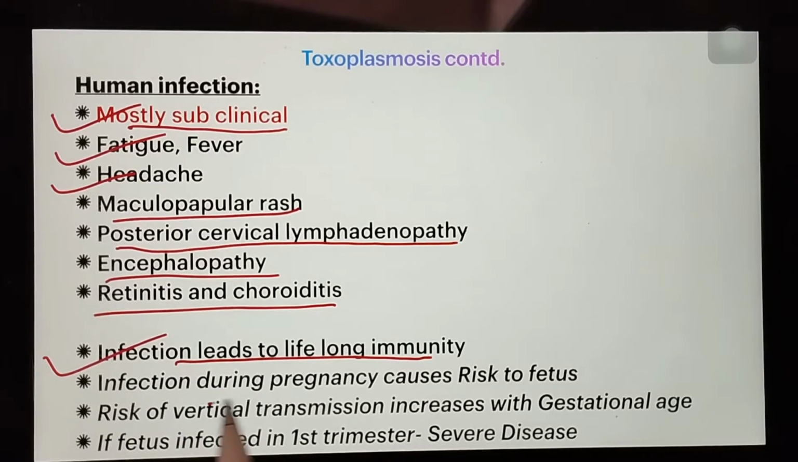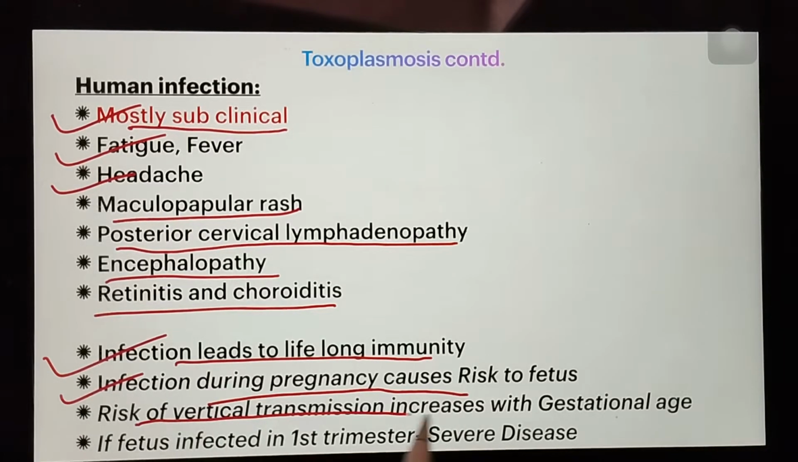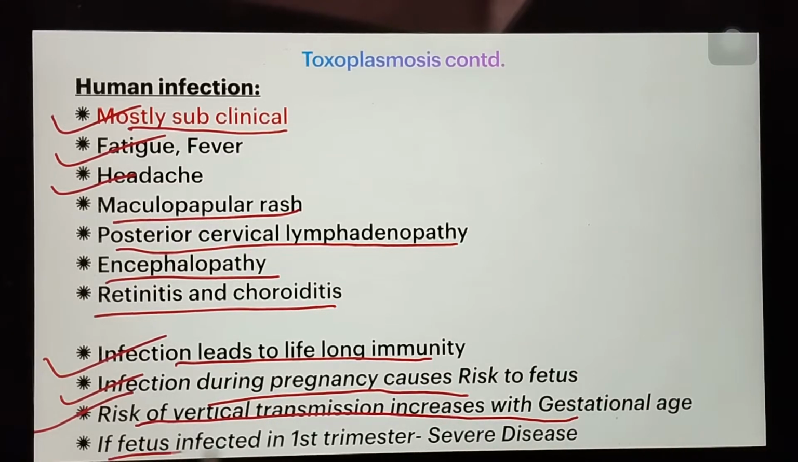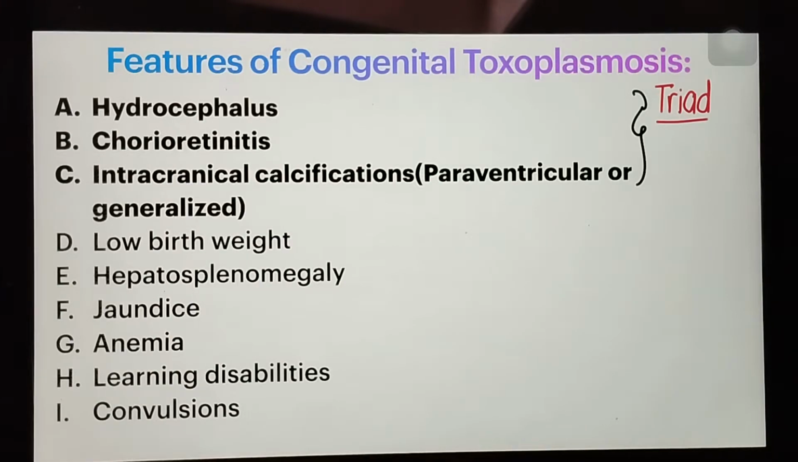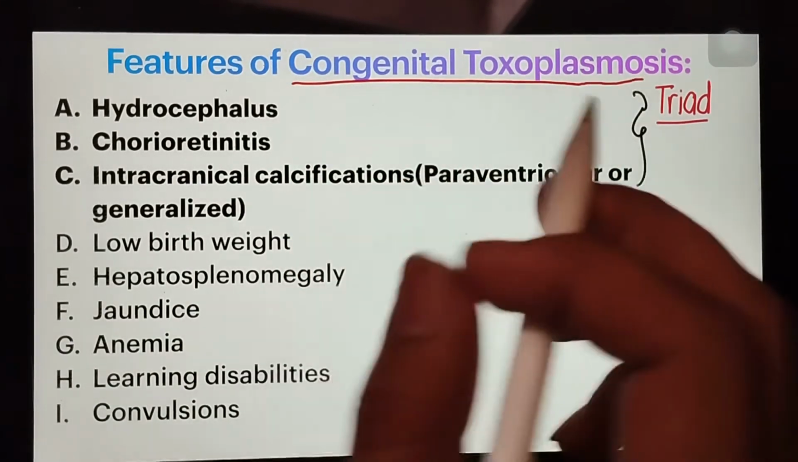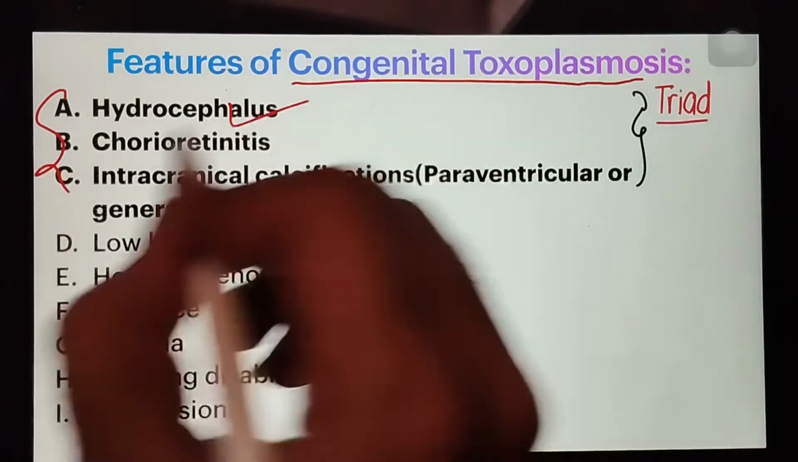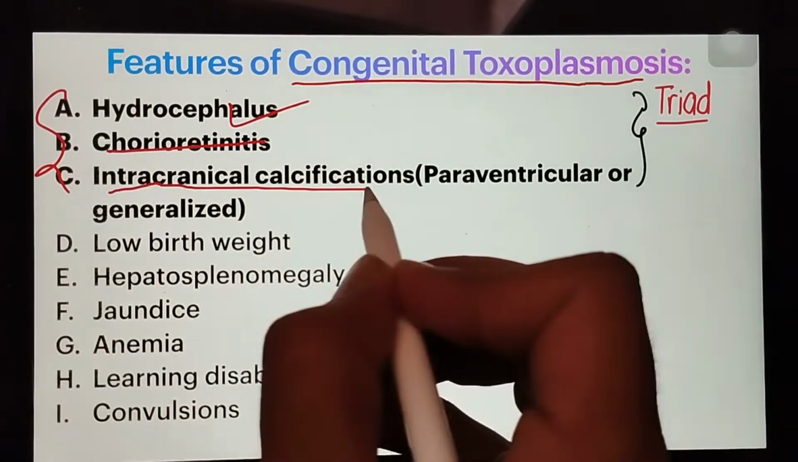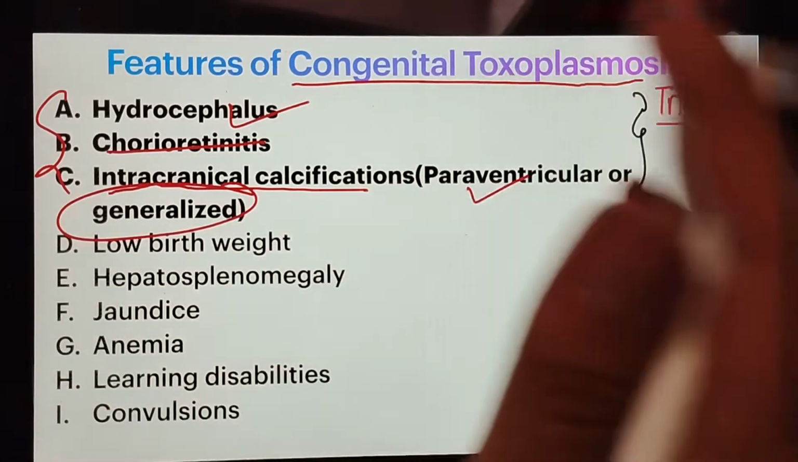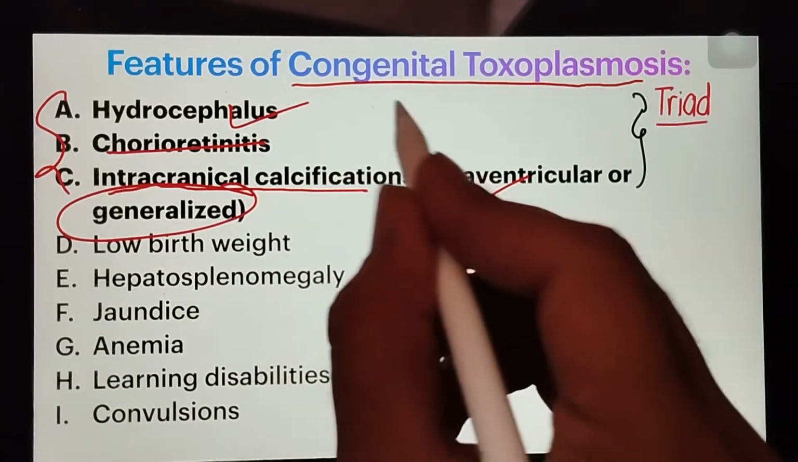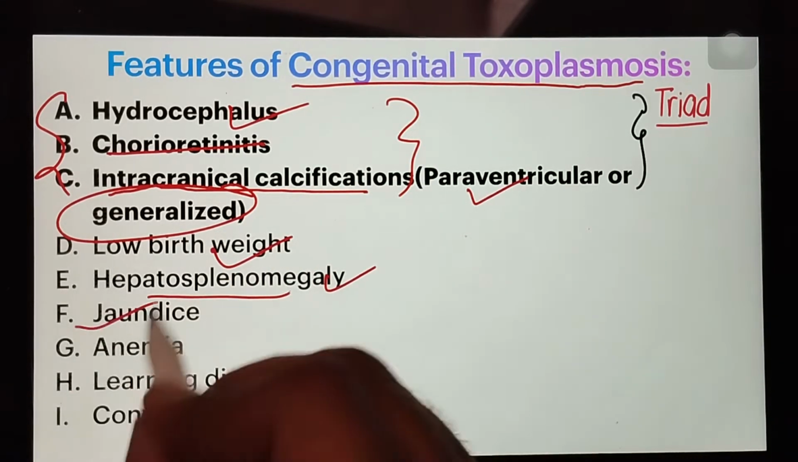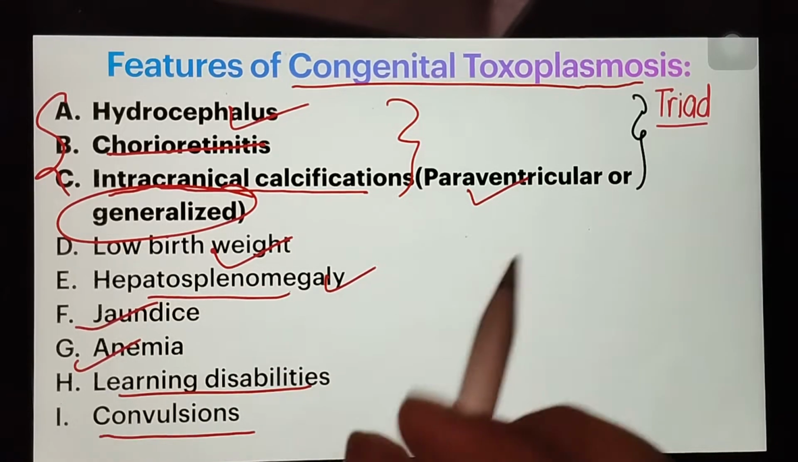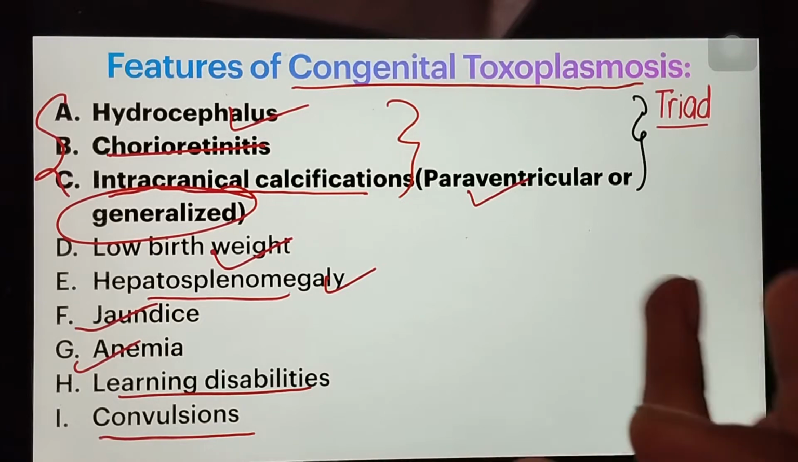Infection during pregnancy causes risk to the fetus, and the risk of vertical transmission increases with gestational age. If the fetus is infected in the first trimester, then the severe form of toxoplasmosis can be seen. What are the features of congenital toxoplasmosis? The triad is hydrocephalus, chorioretinitis, and intracranial calcification, mainly periventricular, and generalized calcification. Also low birth weight, hepatosplenomegaly, jaundice, anemia, learning disability, and convulsion are features of toxoplasmosis.